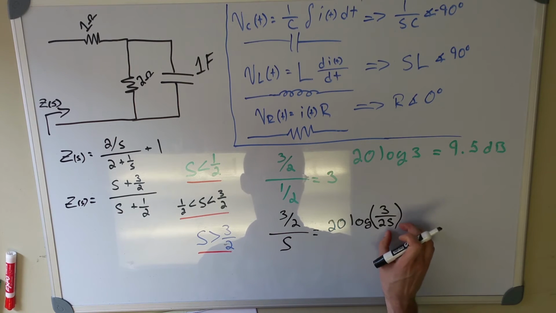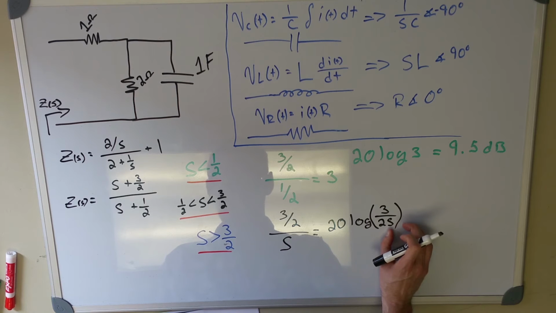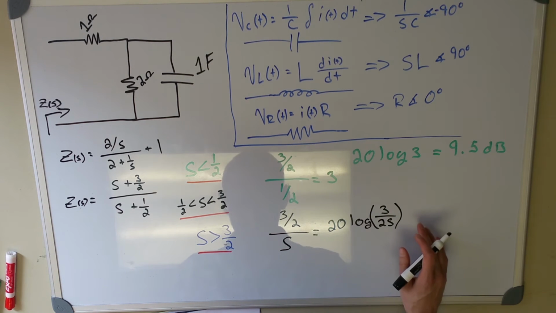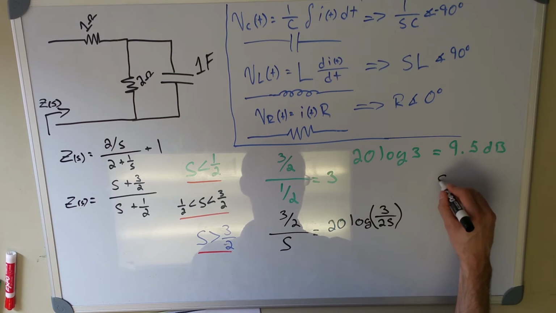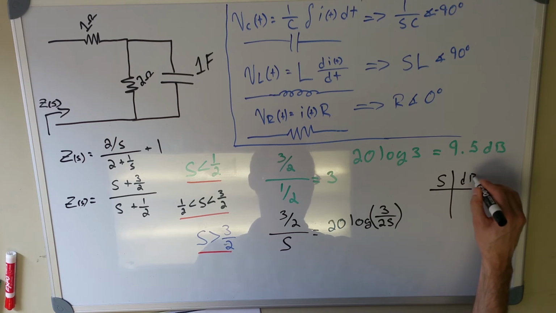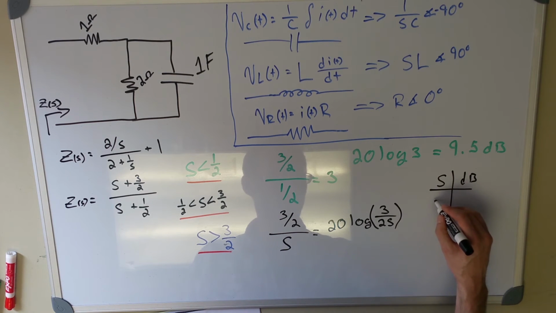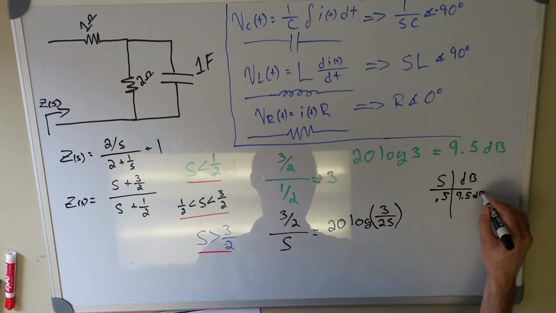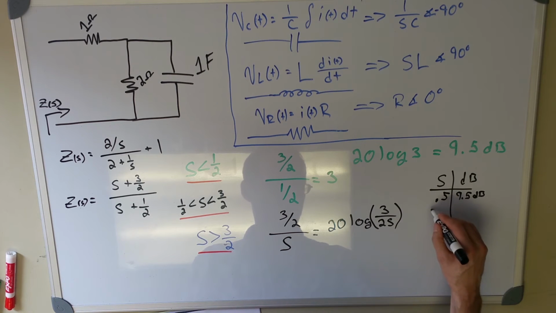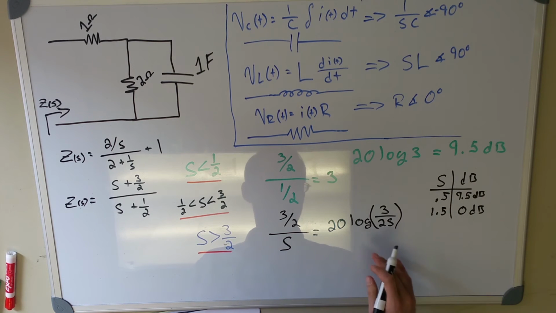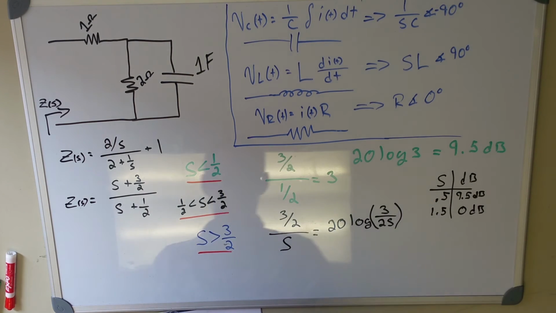Now here, in an instance where we have S and we're taking the log to get it into decibels, we'll plug in, essentially S will be, we'll look at it as omega. So we can say S, and then we'll have our decibels. Say at 0.5, it'll give us the 9.5. And then we'll go say 1.5, and it should come out to 0 decibels. And those will be our points that we plot.